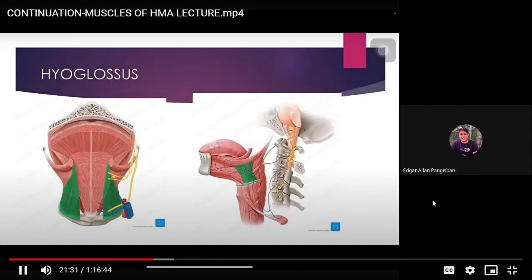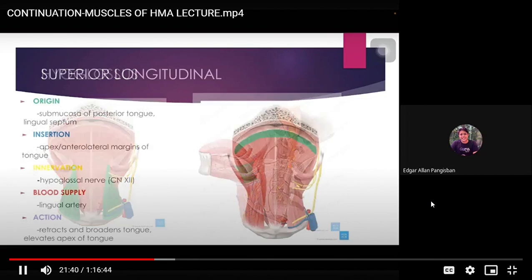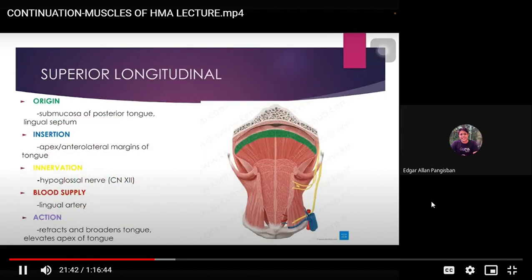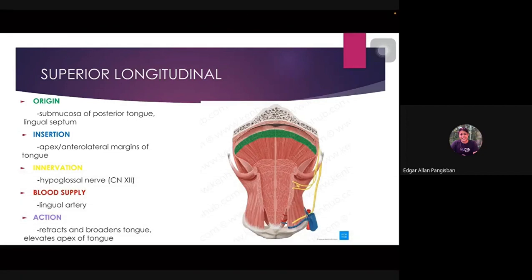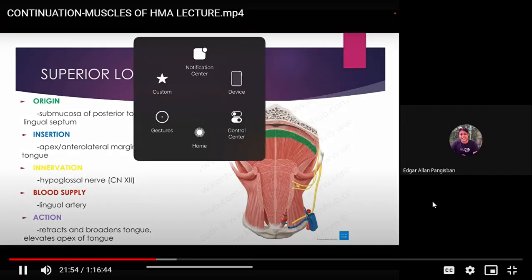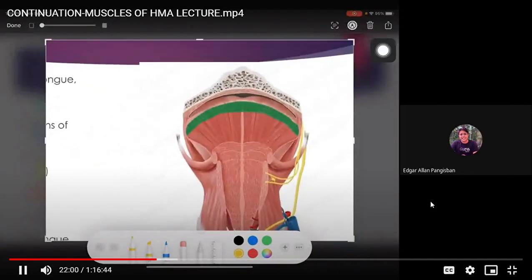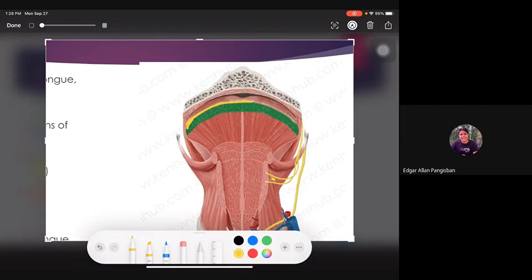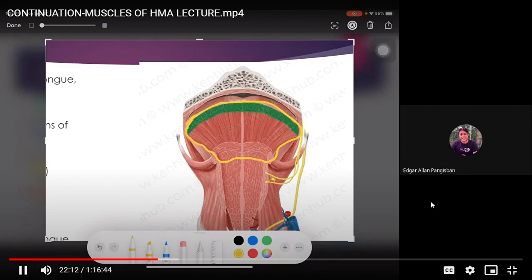Now we go to ito yung hyoglossus. Again, they always come in pairs. We have a right and left hyoglossus muscle. Okay, now let's go to your intrinsic muscles. So we have four: superior longitudinal, inferior longitudinal, transverse, and your vertical muscle. Okay, this is the entirety of your intrinsic muscles of the tongue. These are all your intrinsic muscles of the tongue.